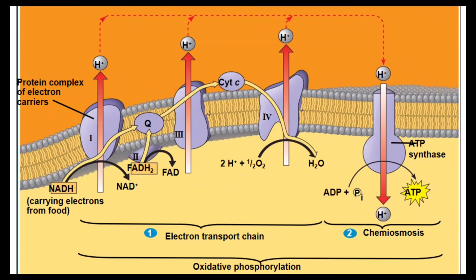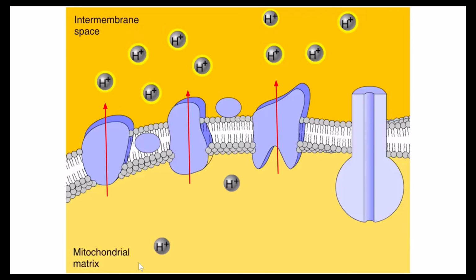As electrons are transferred from the first donor NADH to the last acceptor oxygen, energy is released, powered by the movement of electrons. This energy pumps hydrogen ions from the mitochondrial matrix to the intermembrane space. Once hydrogen ions are pumped, there will be a higher concentration of hydrogen ions in the intermembrane space and lower concentration in the mitochondrial matrix.